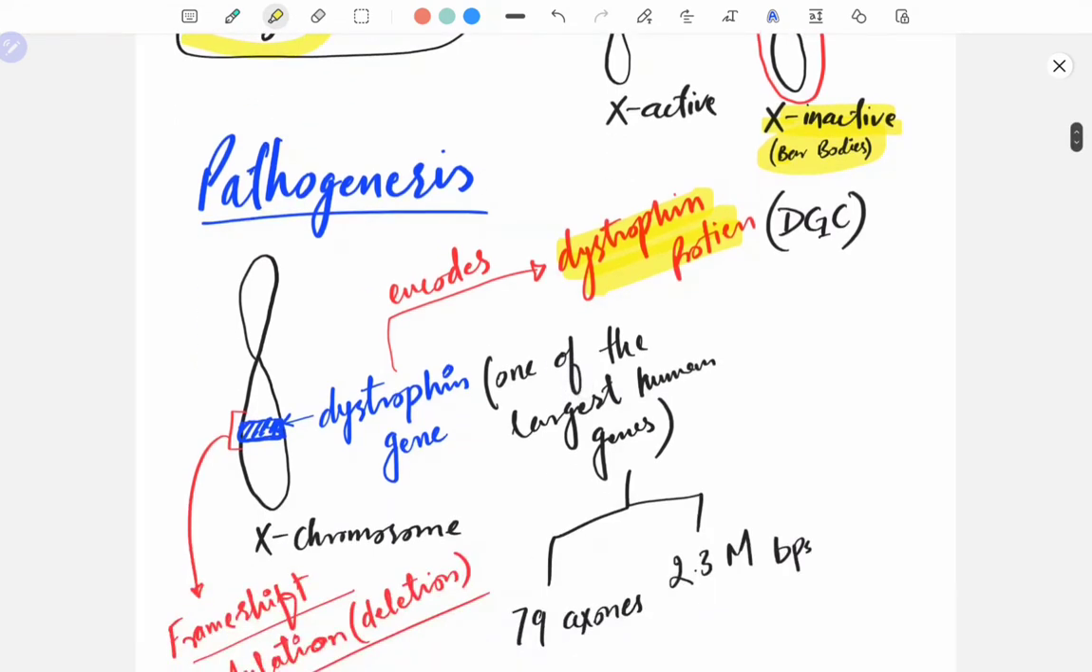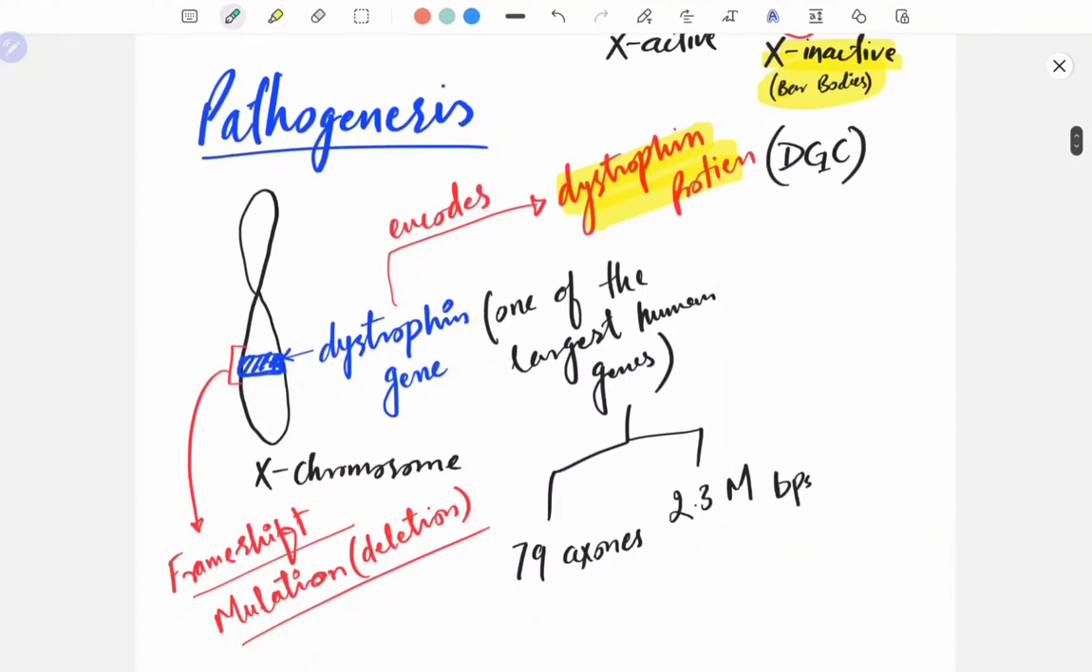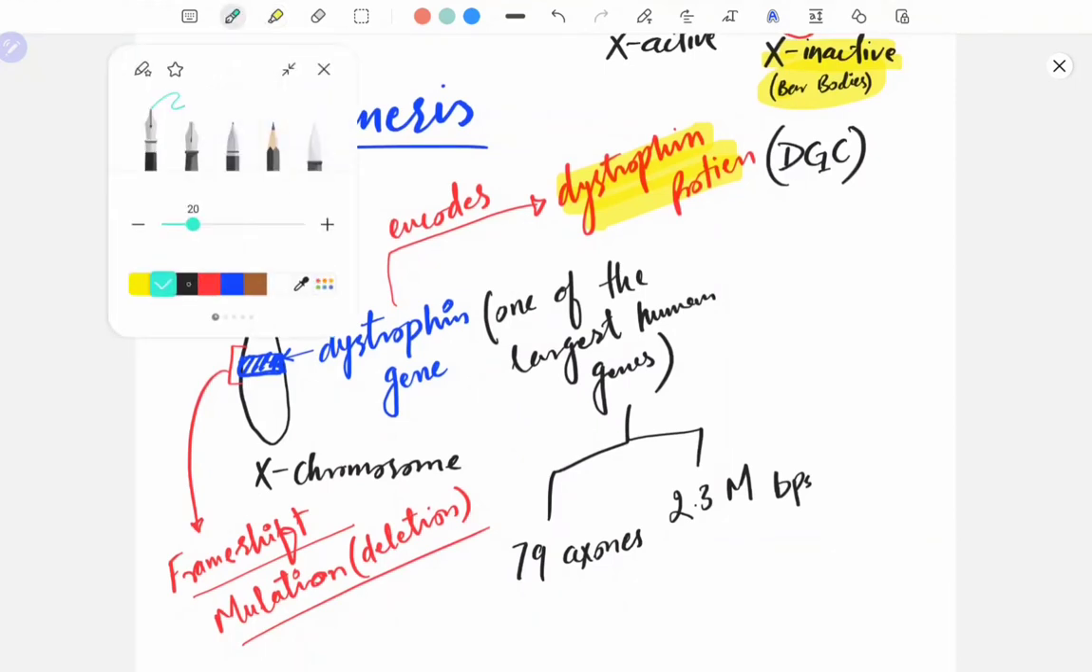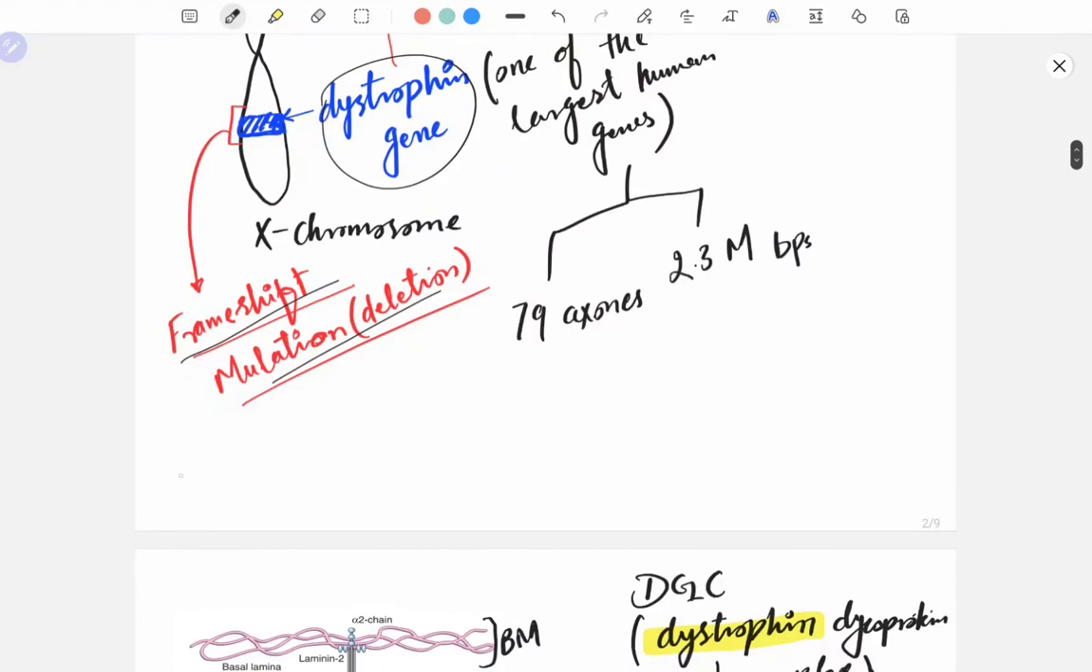What is the pathogenesis of the muscular dystrophies? There is a dystrophin gene on the X chromosome, you can see. And in this dystrophin gene, a frame shift mutation occurs. What is a frame shift mutation? It means that there are codons of three nucleotides, one, two, and three nucleotides, and there is the codon of nucleotides on the DNA.